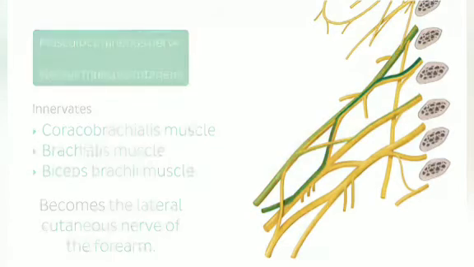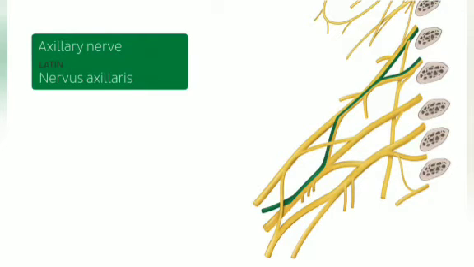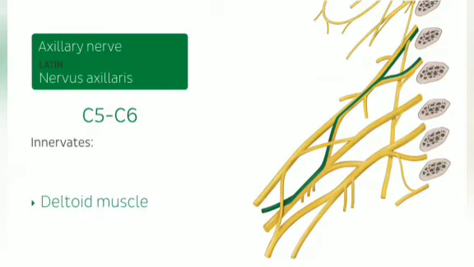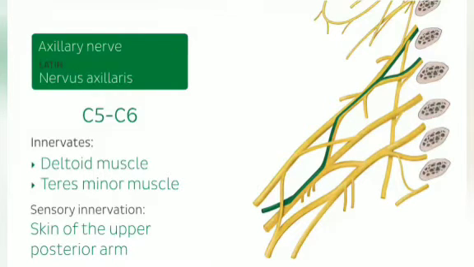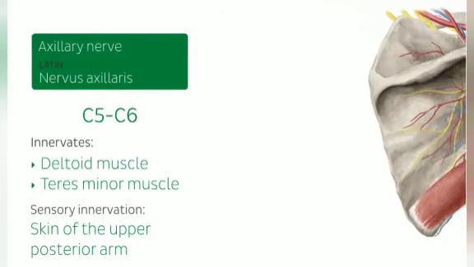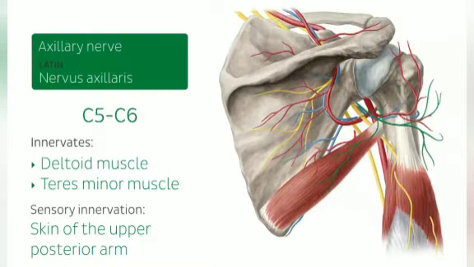The next terminal branch of the brachial plexus we're going to talk about is the axillary nerve, which arises from the posterior cord. It carries fibres from the 5th and 6th cervical spinal roots, C5 and C6. It passes posteriorly around the surgical head of the humerus and innervates both the deltoid muscle and the teres minor muscle. In addition, it gives off the superior lateral cutaneous nerve, which provides sensory innervation to the skin of the upper posterior arm. In the next illustration, we can see the axillary nerve highlighted in green. We can't see the muscles it supplies, but we can see its branches.